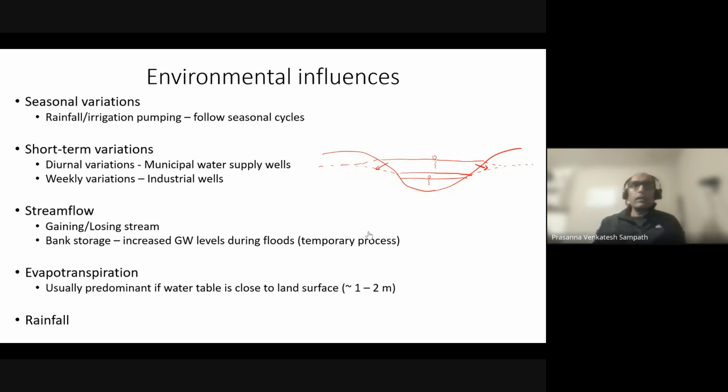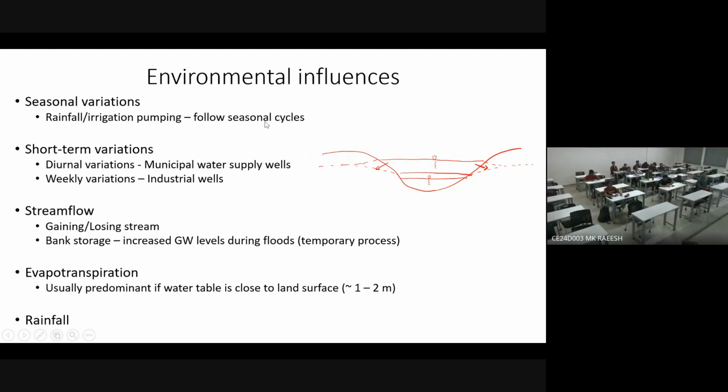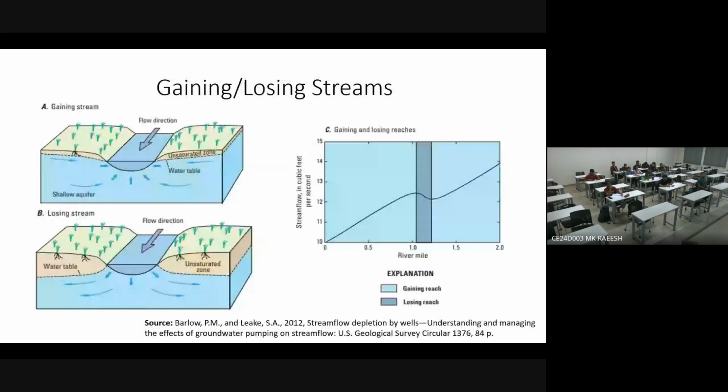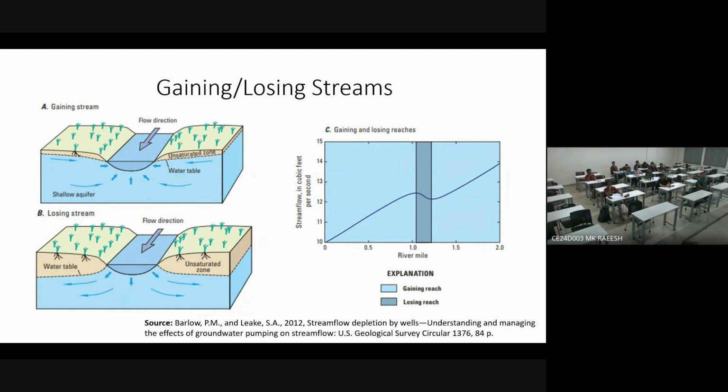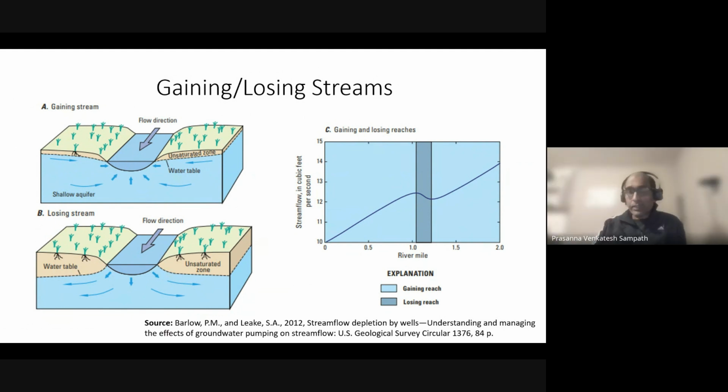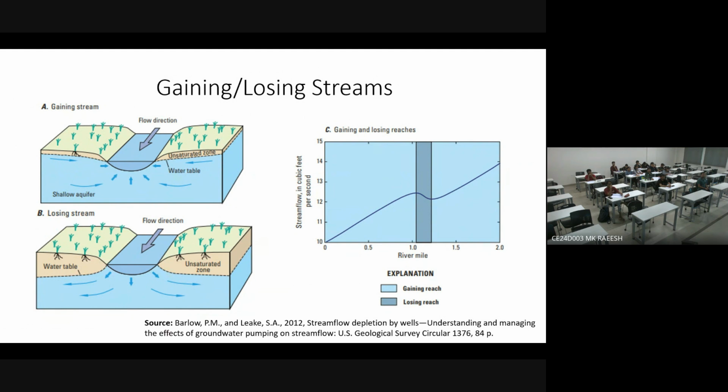So we spoke in the last class about some of the environmental influences on water levels. So we'll continue with that. We spoke a little bit about gaining streams and losing streams, and how they can impact water levels in the area surrounding the stream, or just adjacent to the stream.